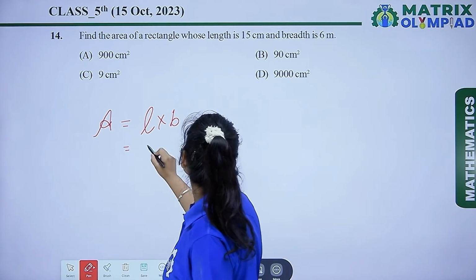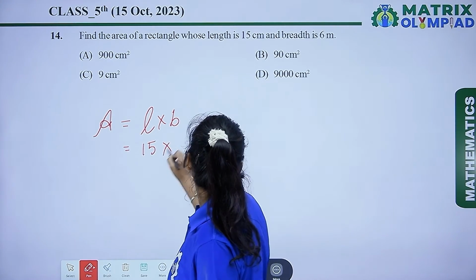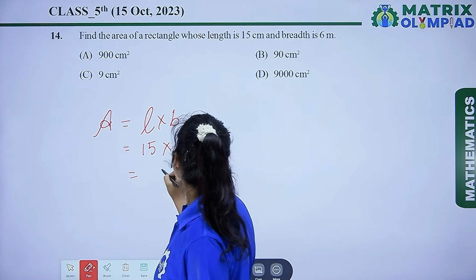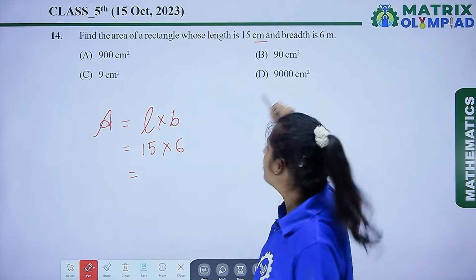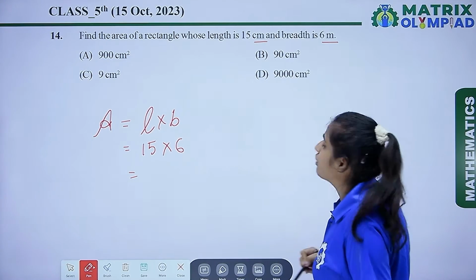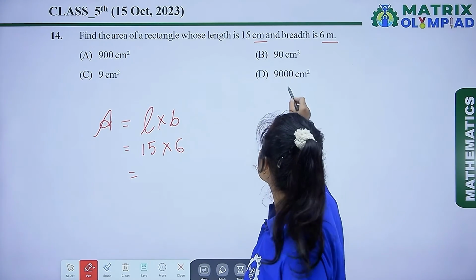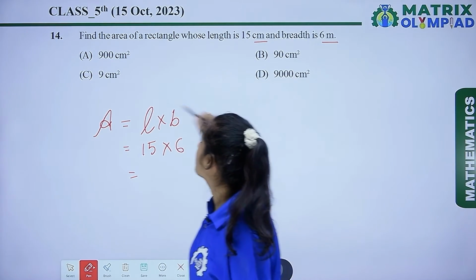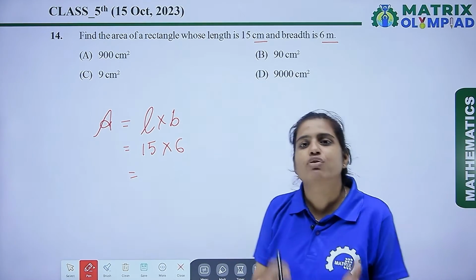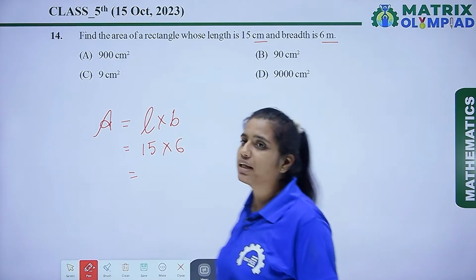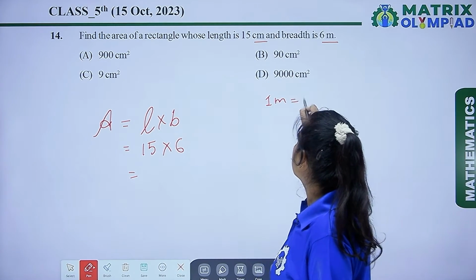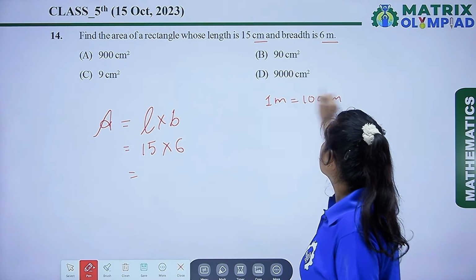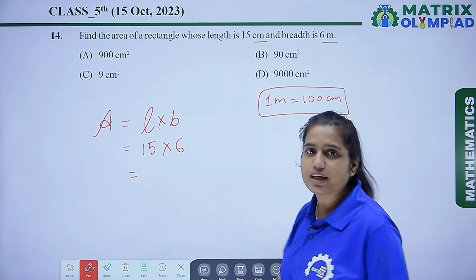Let's put the value, 15 multiplied by 6, which gives us, here you can see that 15 is in centimeter, and here the 6 is in meter. So the answers in the options, they all are in centimeter. So we have to convert the meter into centimeter. For the conversion we know that 1 meter is equal to 100 centimeter. So we will convert meter into centimeter.